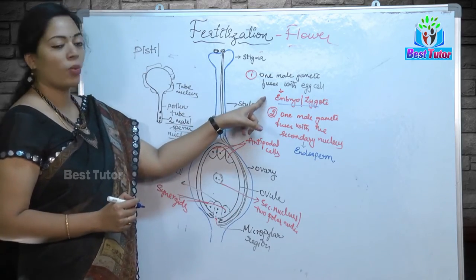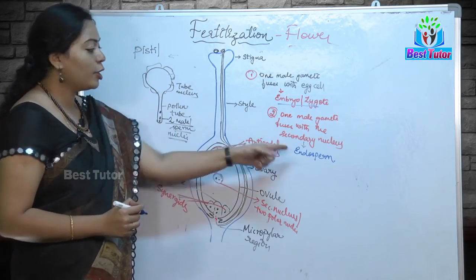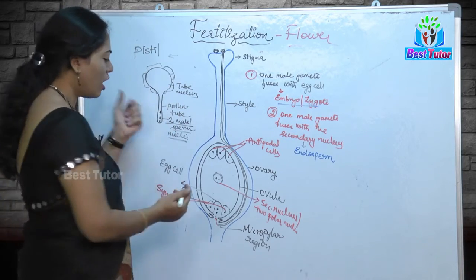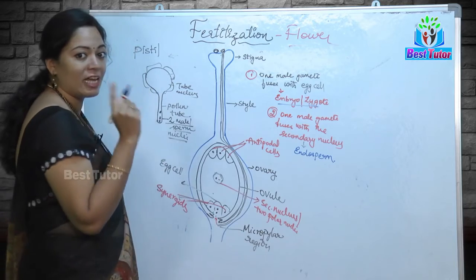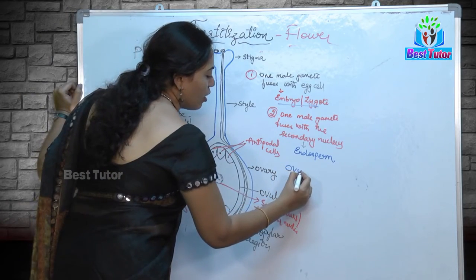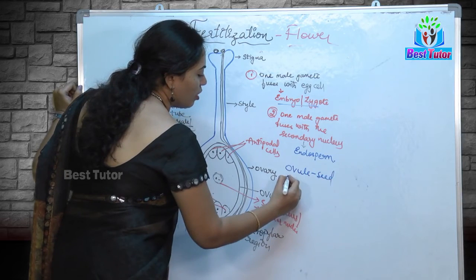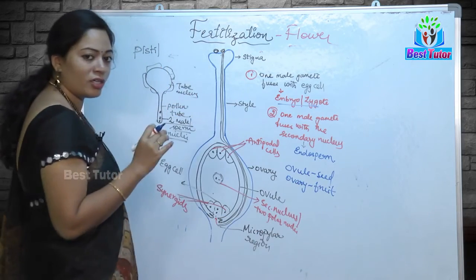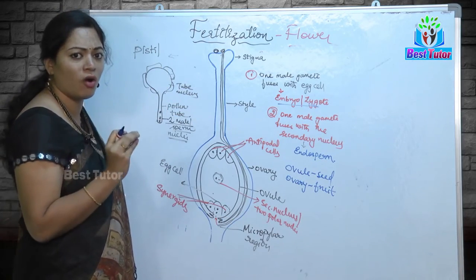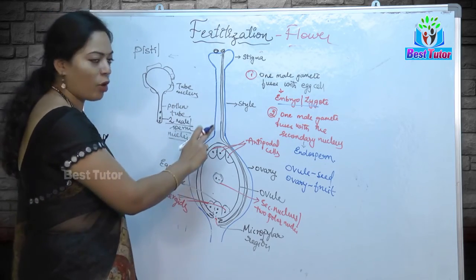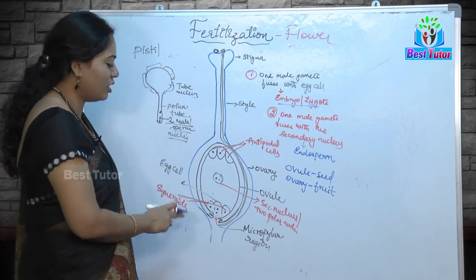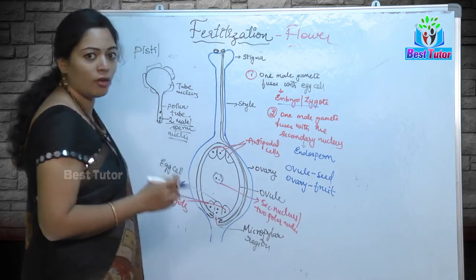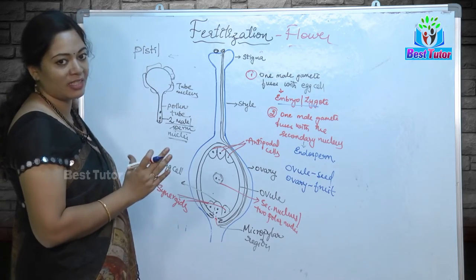Now the embryo is the one which you see in a seed. Endosperm is also present in the seed. Now the ovule part of the flower is transformed into seed. And what happens to the ovary? The ovary will turn into a fruit. So now you understood how a flower transforms into a fruit or a vegetable. After pollination followed by fertilization, we observe that the ovule is transformed into seed and the ovary is converted into a fruit. This is how fertilization takes place.